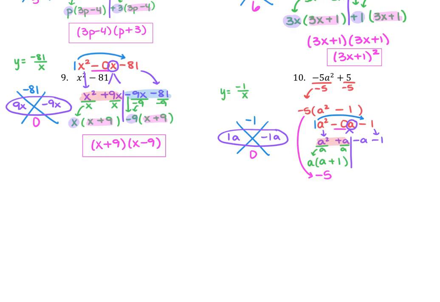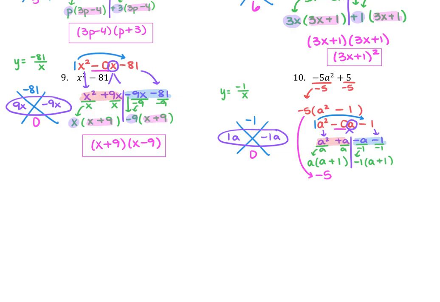Look at my back binomial. I'm going to see that they don't have anything obviously in common, so that means it must be a 1. And since that first term is negative, I'm going to do it by a negative 1. Put that out in front of my parentheses. Negative a divided by negative 1 leaves me a positive a, and negative 1 divided by negative 1 leaves me a positive 1.